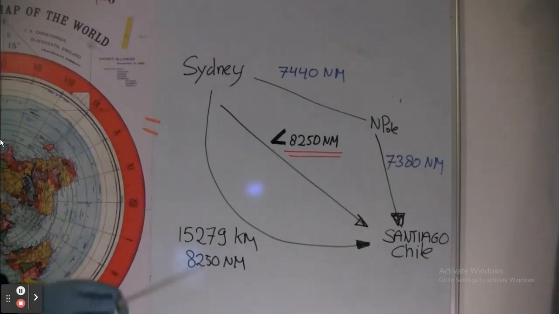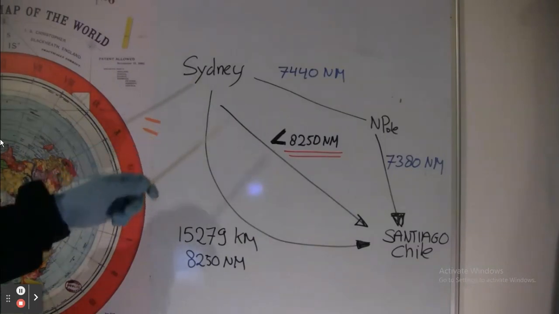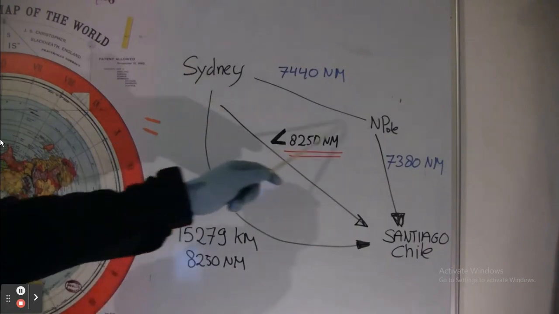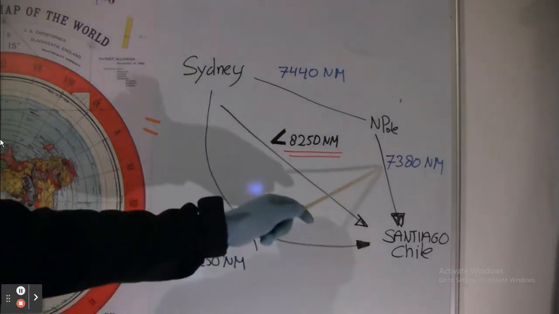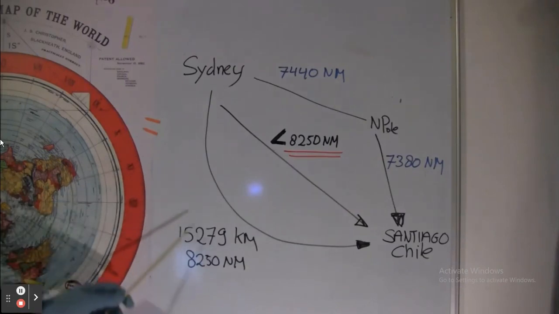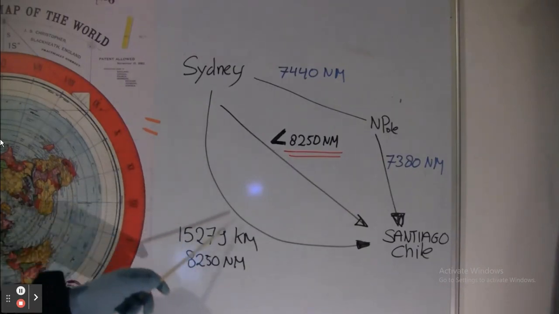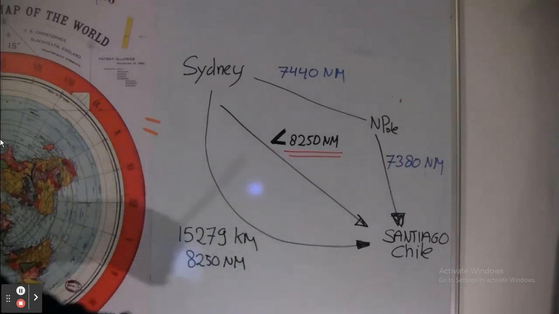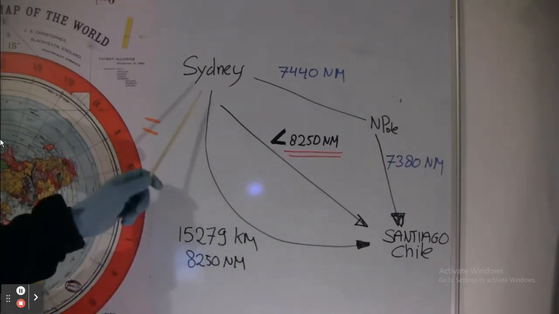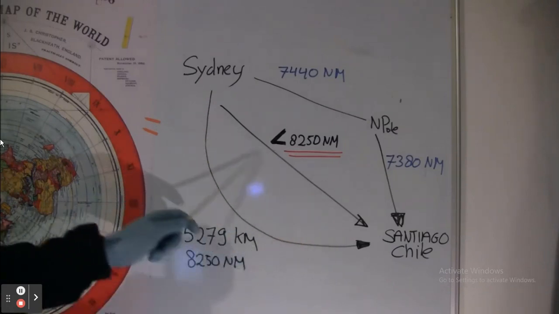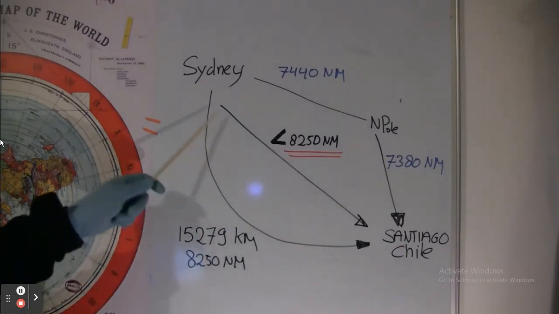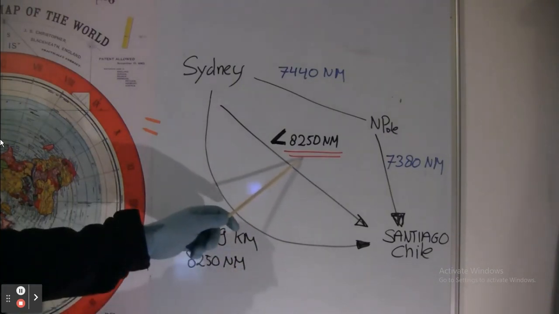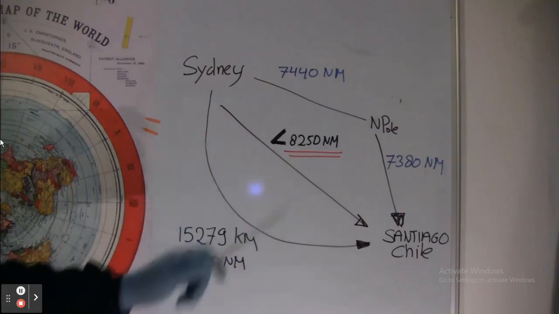These are the distances I calculated using the Gleason's map from Sydney to Santiago, from Sydney to the North Pole, and from the North Pole to Santiago. This is the distance I calculated to circumnavigate Sydney to Santiago. And if you fly in a straight line, on a flat plane, the distance will be shorter than 8,250 nautical miles.